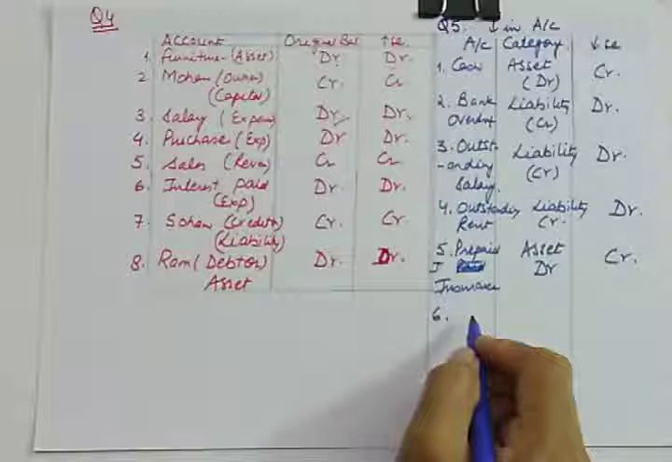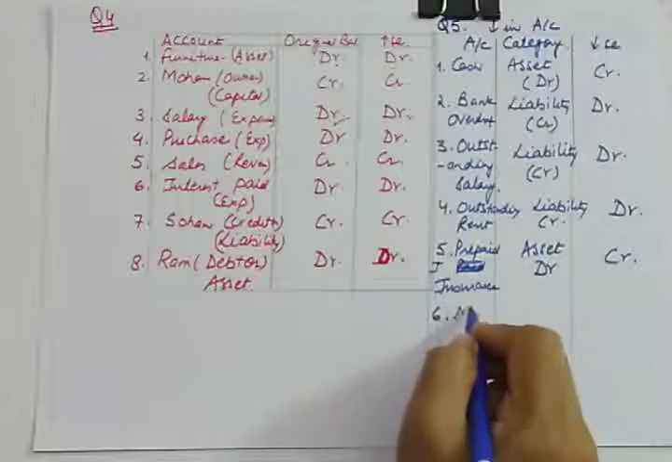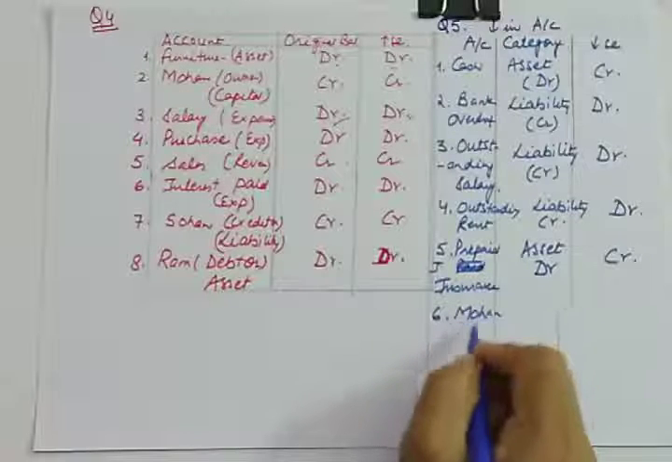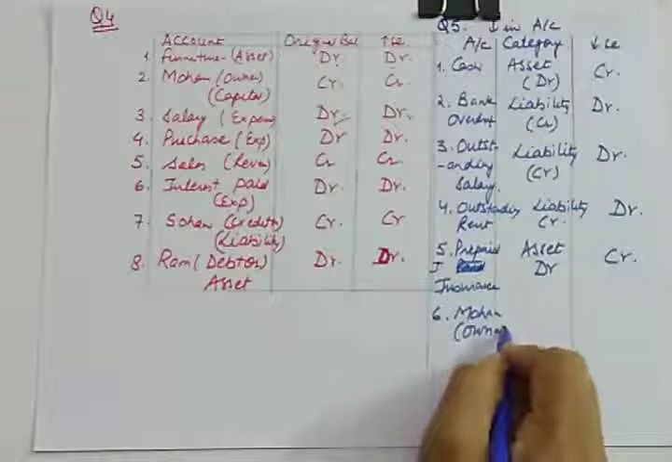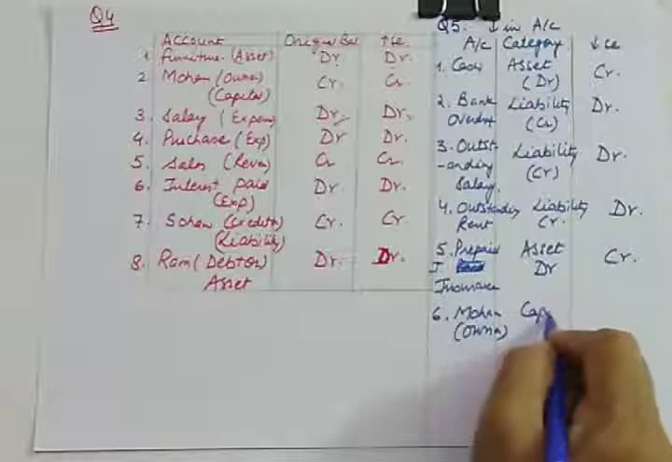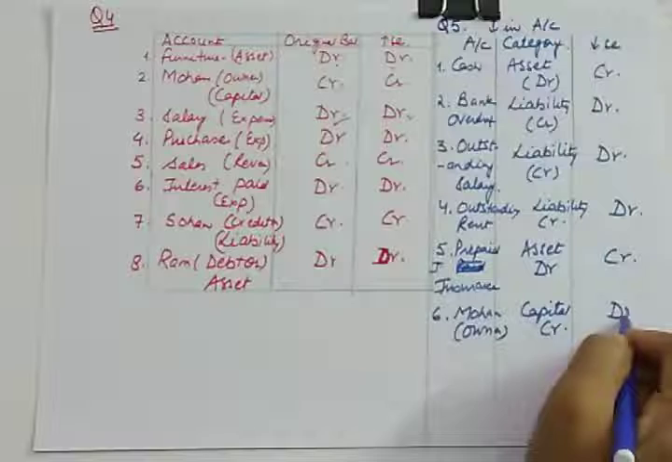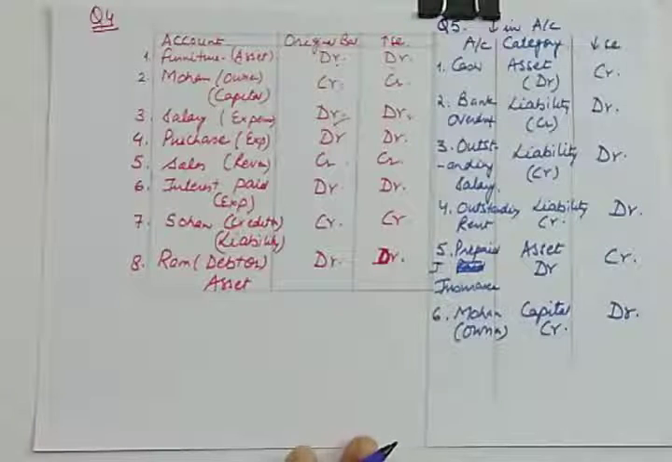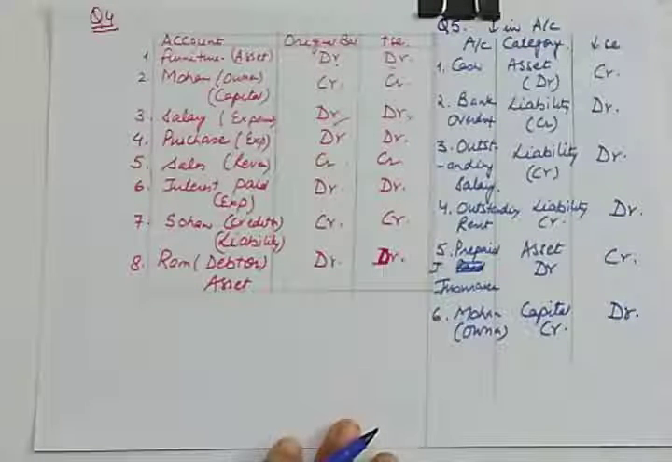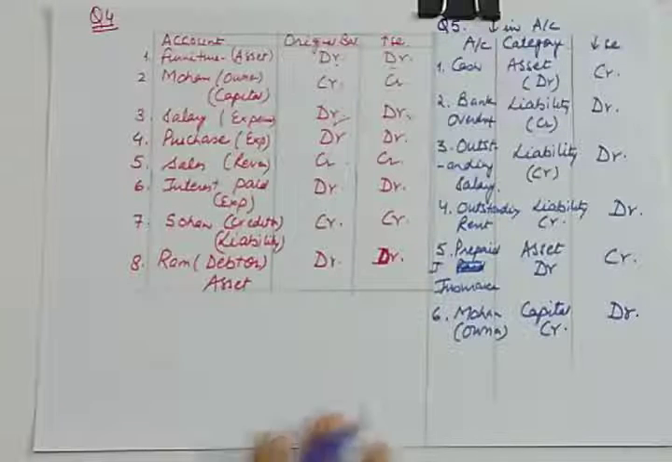And the last one, sixth one, is given for Mohan, owner. Mohan, he is the owner, means they are talking about capital, category capital, credit. If you want to decrease capital, give debit. So this is how you are required to do these numericals. Now let us move to the next question.